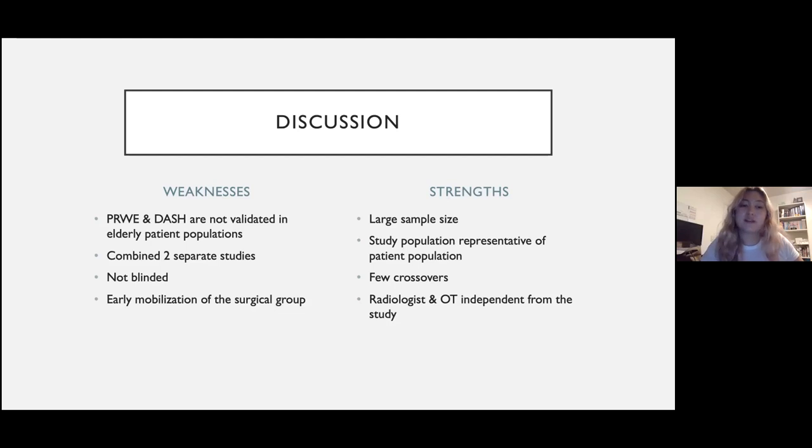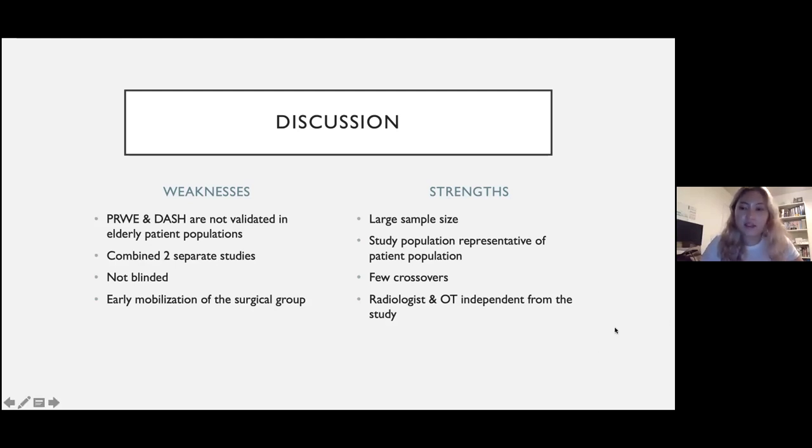It did combine 2 separate studies, or 2 recruitment events, at 2 different hospitals. It wasn't blinded. Like you said, that's not possible because you either do a surgery or you don't. And another significant one is earlier mobilization of the surgical group. Dr. Alter and I are actually doing a study on whether early mobilization helps or doesn't, with stiffness and all of that. So that's an active area of study.